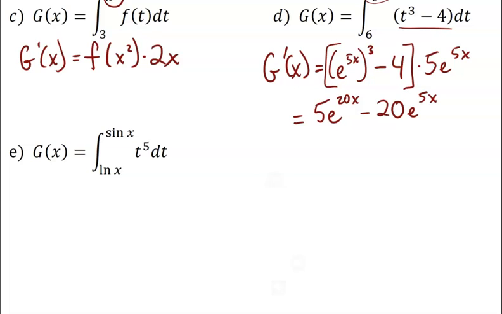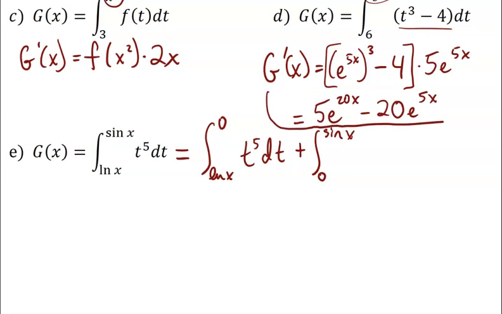So in other words, I can split this into 2 integrals. One of them is going to go from the natural log of x to, and then I can pick any constant I want. It does not matter. I'm just going to pick a 0, but you could even use the letter a if you wanted, of t to the 5th dt plus the integral from that same point to sine x of t to the 5th dt.